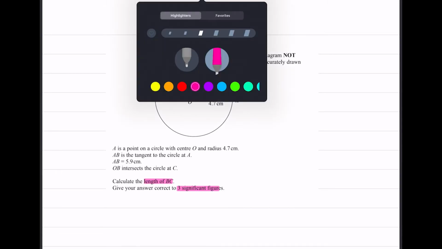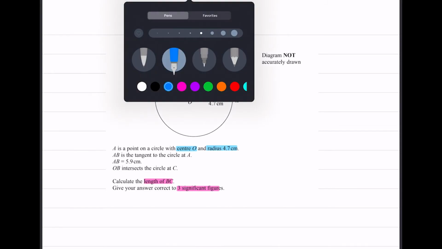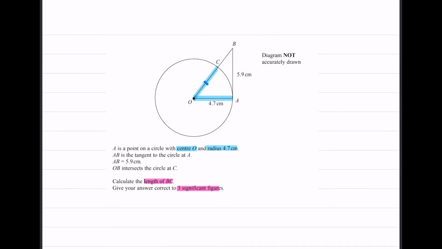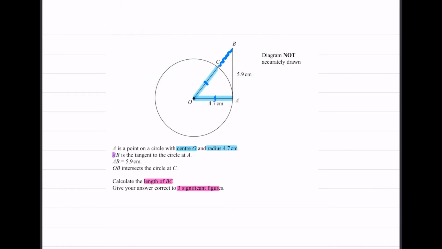Okay, so I just want to break down this question a little bit. We have center O and the radius being 4.7 centimeters. So that means I have a radius OA, but I also have a radius OC, because the radii in a circle are equal to each other. So I know that OC is equal to OA. This part from C to B is not part of the radius because it extends outside of the circle. It also tells us that AB is the tangent.